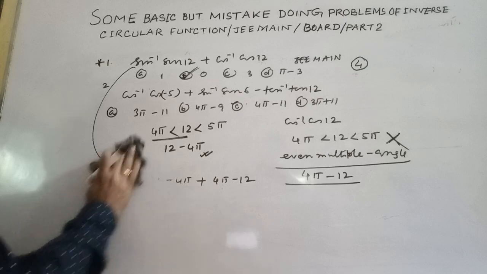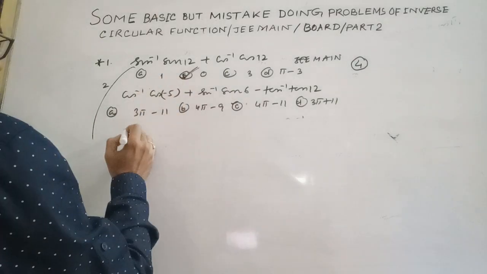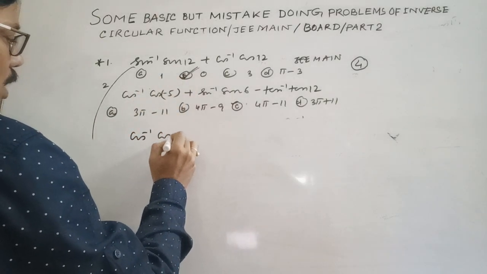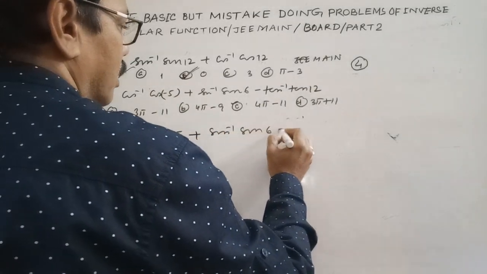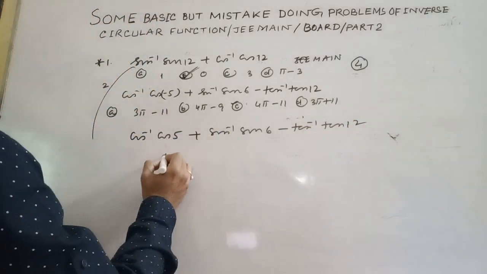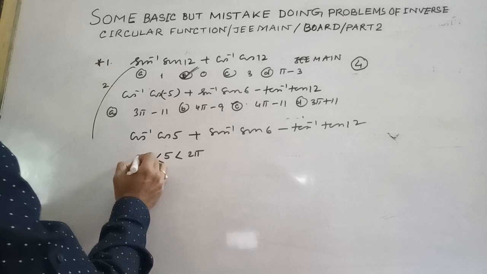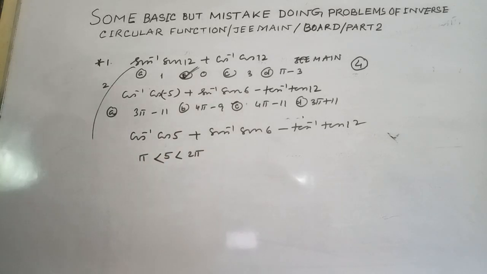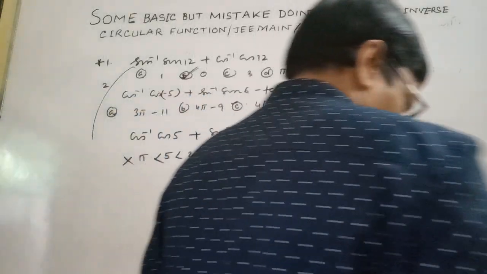Now consider problem number 2. So simplify first. Cos inverse cos 5 radian. Cos of minus theta is plus cos theta. Tan inverse tan 12. So 5. This is 2 pi and this is pi. So in case of cos, cancel the odd multiple of pi for 5.